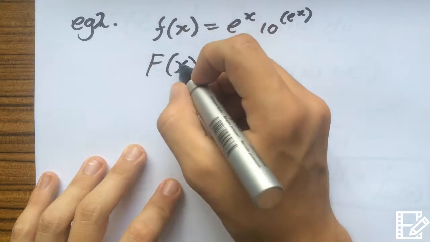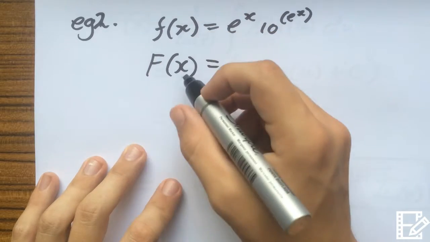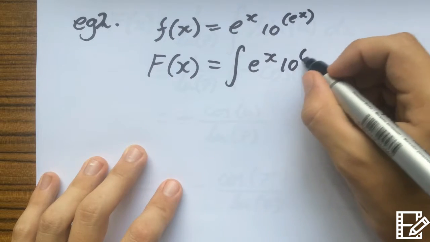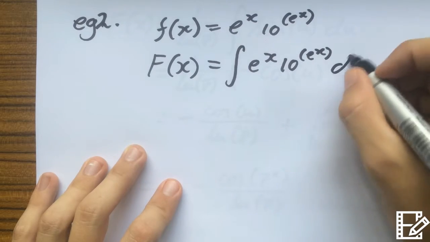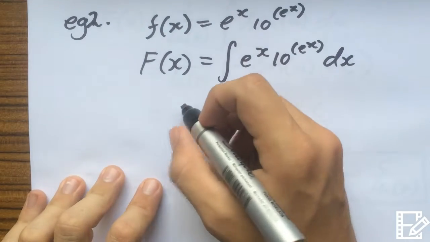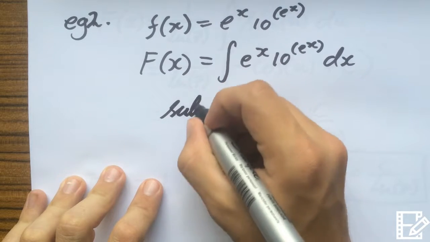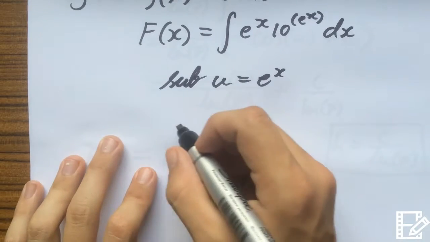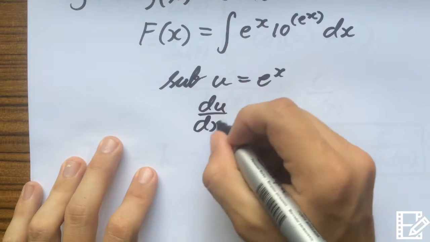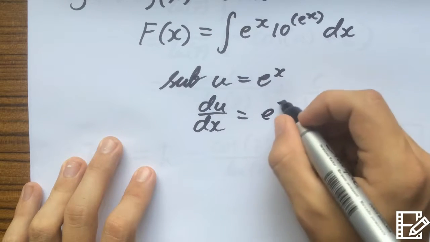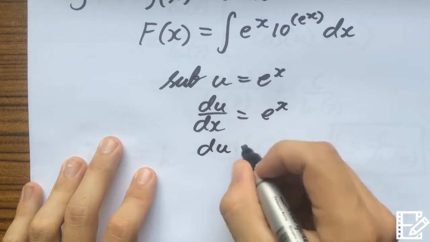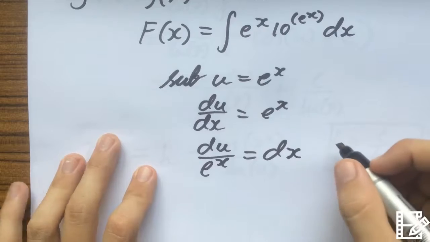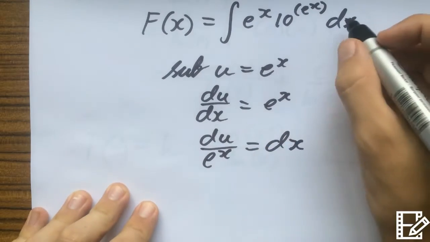Now we're going to find the integral of either side, capital F to signify integral, and we're going to use the integrand, e to the power of x, multiplied by 10 to the power of e to the power of x, dx. Okay, so I'm going to sub u in for e to the power of x. Then the derivative of u, well, the derivative of e to the x is just e to the x. So if we do a bit of rearranging, divide the e to the x down and multiply the dx up, we get a dx on its own. And now we can sub this in for this.